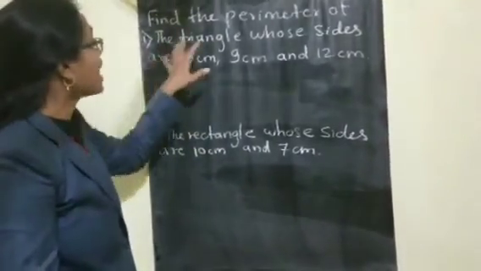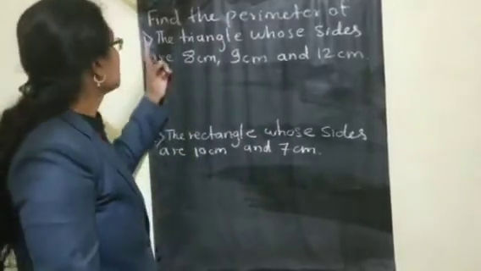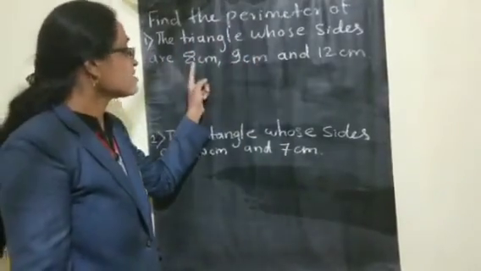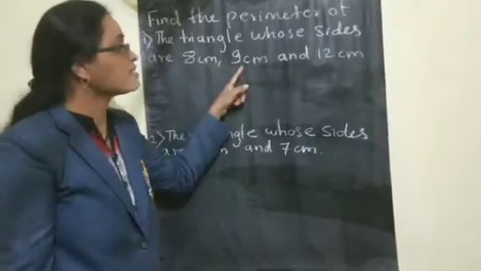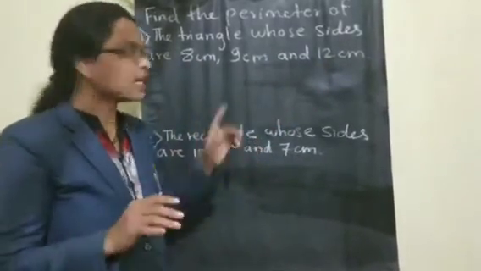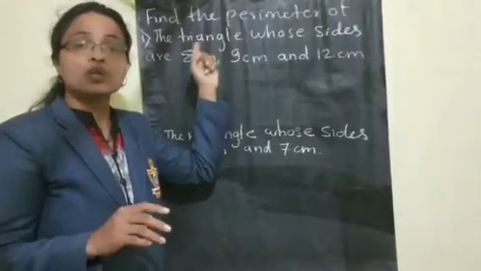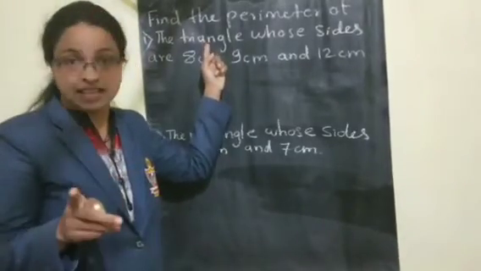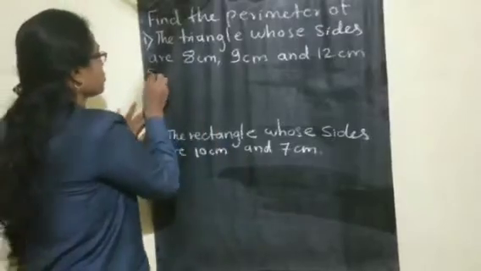To find the perimeter, such kinds of questions also can be asked. First one, you have to find the perimeter only. The triangle whose sides are 8 centimeter, 9 centimeter and 12 centimeter. Here they have not given any figure, but they have given sides and told us to find the perimeter of the triangle. So you have to do the solution.